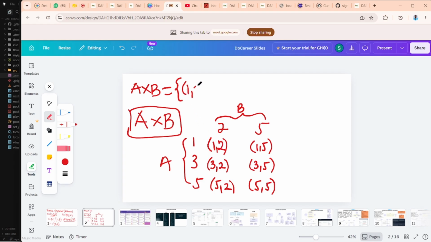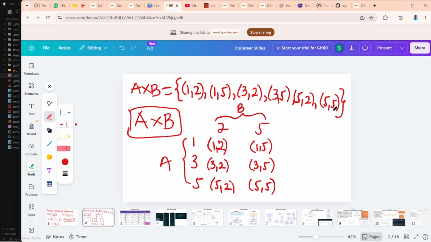This is (1, 2), (1, 5), (3, 2), (3, 5), (5, 2), (5, 5). Then the curly bracket closes it. Because it should be a set on its own, but the content should be inside the parentheses, and that is called the Cartesian product of A and B.